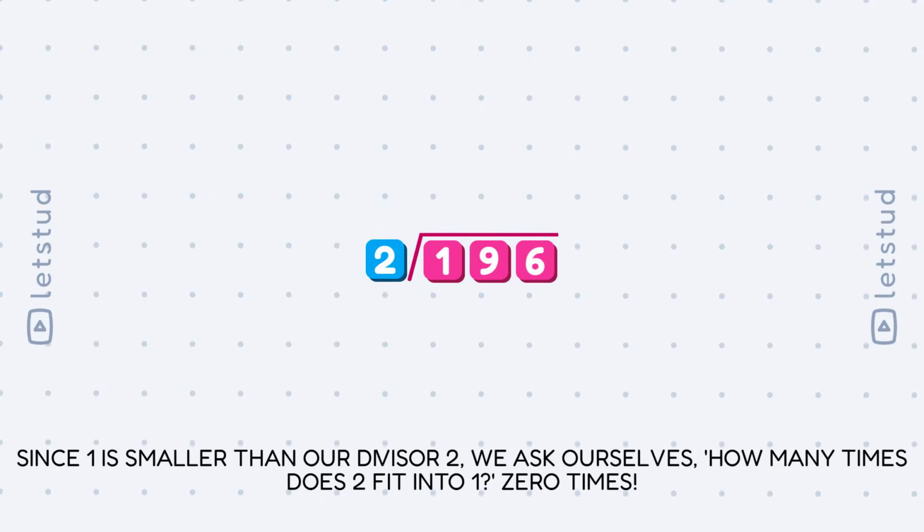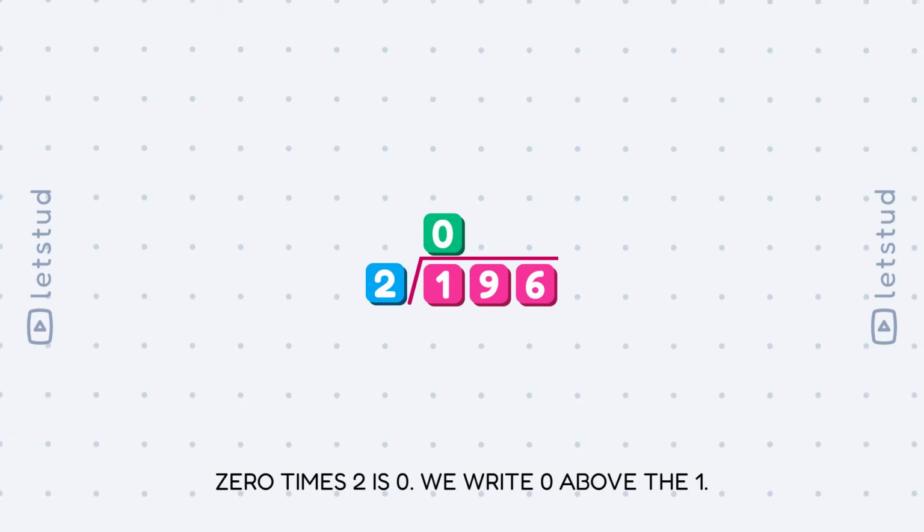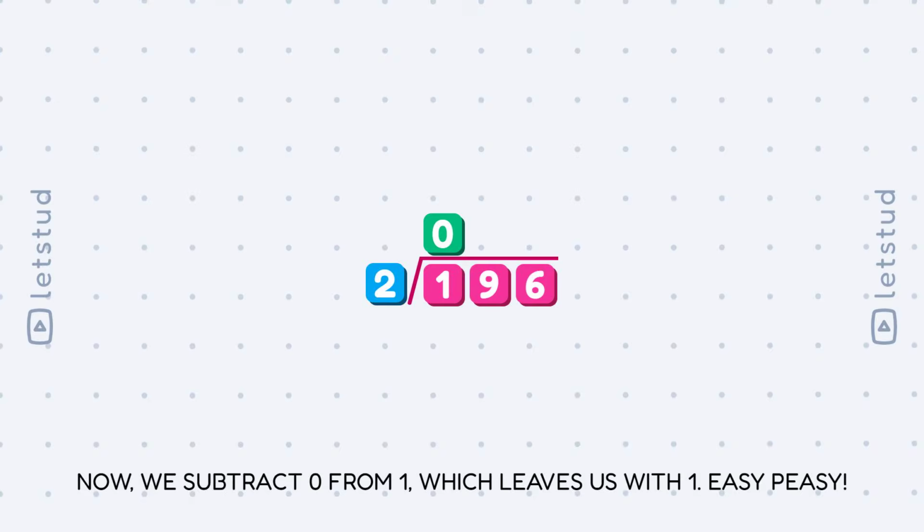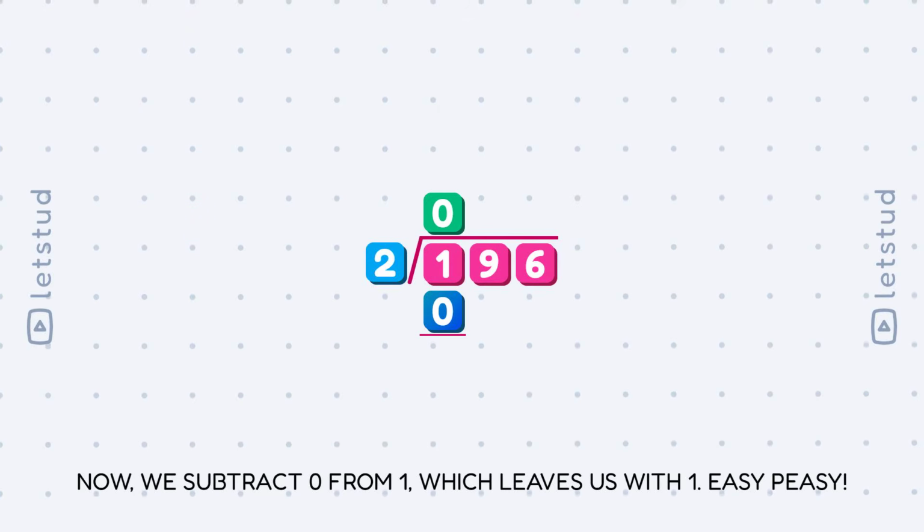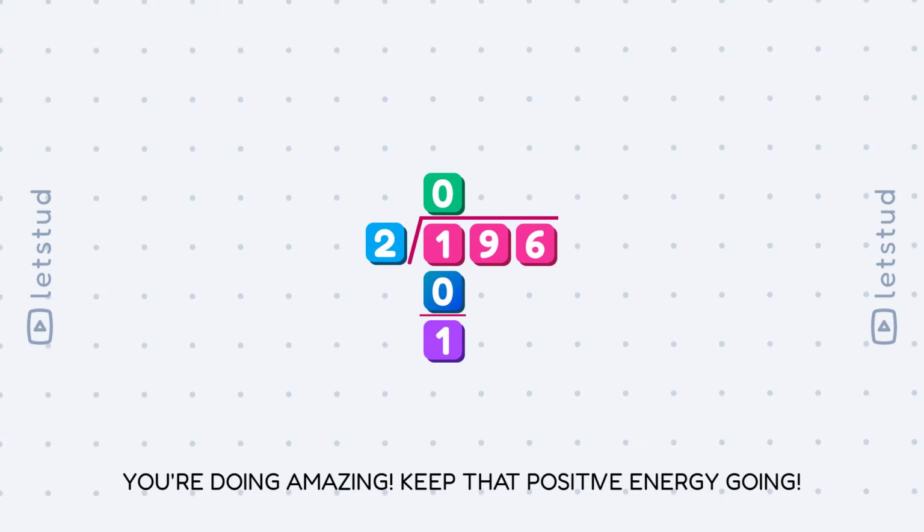Since 1 is smaller than our divisor 2, we ask ourselves, how many times does 2 fit into 1? 0 times. 0 times 2 is 0. We write 0 above the 1. Now we subtract 0 from 1, which leaves us with 1. Easy peasy. You're doing amazing. Keep that positive energy going.